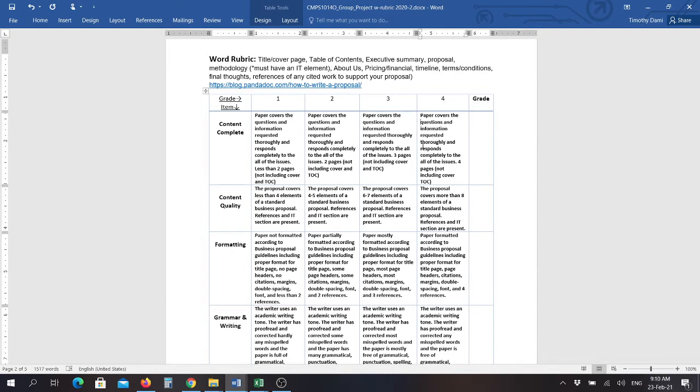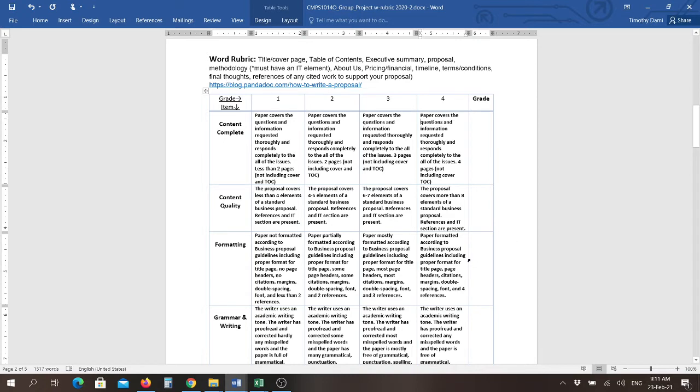References of any cited work that support your proposal. I did put a reference here, which is a blog, but understand this is not a reference that you would use to cite in your proposal. This is just a starting point for you to look at how to write a business proposal. It's one person's perspective, but you can use Google and look at what supporting characteristics are there of a business proposal. There is no necessarily right and wrong way. There are things that you can put in a proposal that are irrelevant, and there are things that, if they're lacking, you will lose points, right?